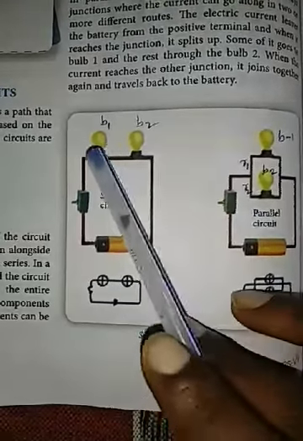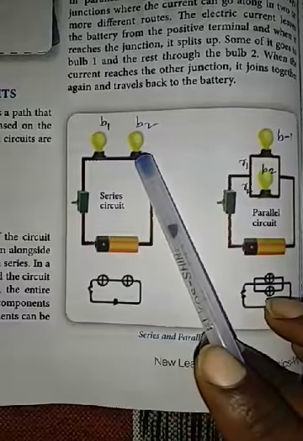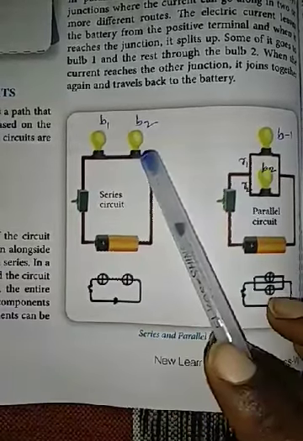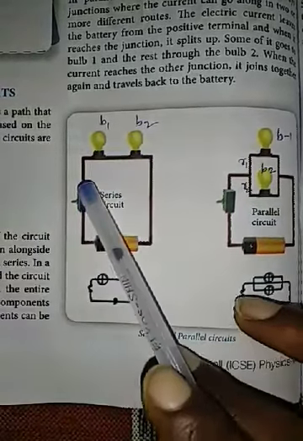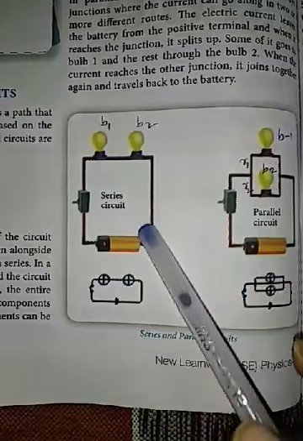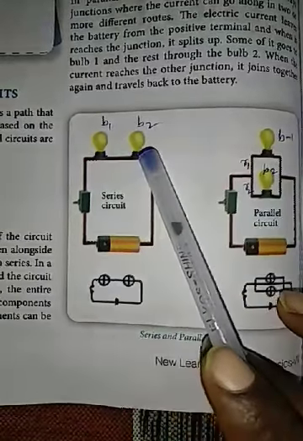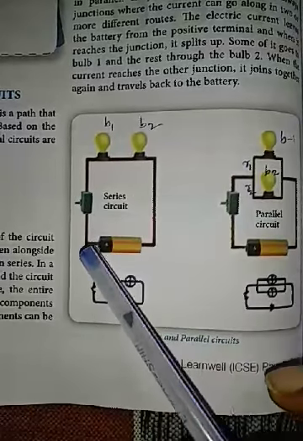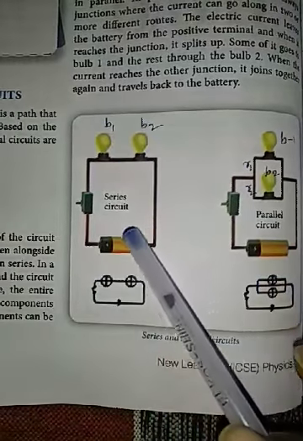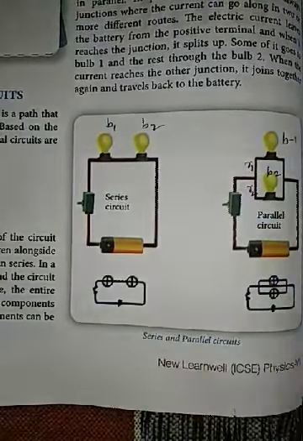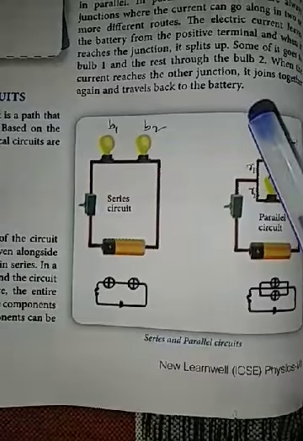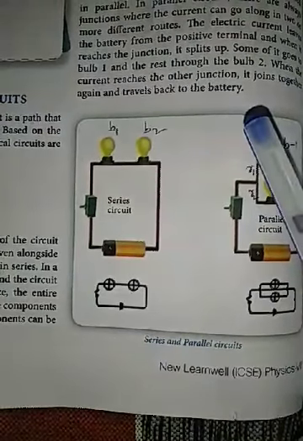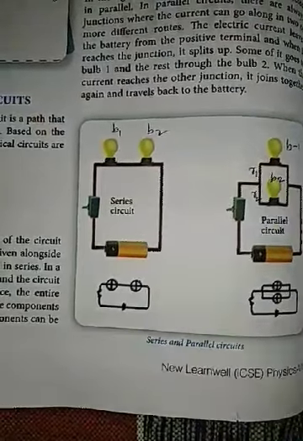You see there are two bulbs, bulb 1 and bulb 2, connected in series. In the series circuit, there is only one path around the conductor. You see, there is only one path around the circuit for the flow of electric current, and the entire amount of electricity flows through the components in the circuit. Besides bulbs, other components can be connected in series too.